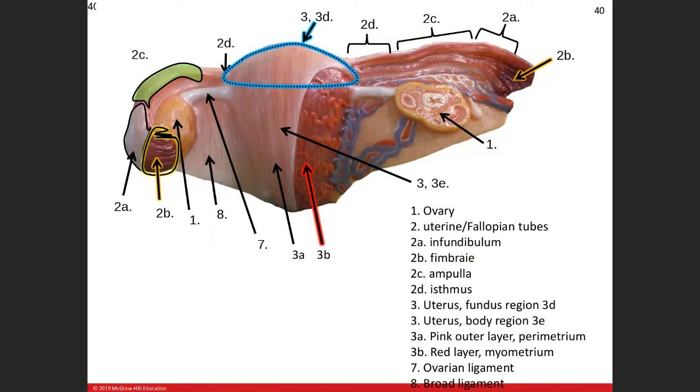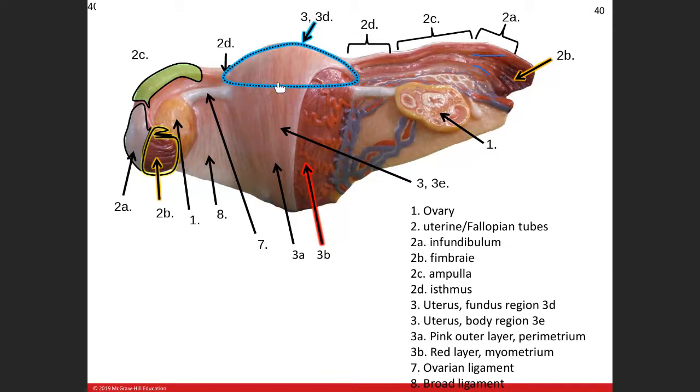Just another quick review here, make sure you got everything labeled. When we're talking about the fallopian tube, here's our fimbria, the infundibulum, which is that kind of funnel-shaped portion of the fallopian tube. And then we're dealing with our ampulla here, and then the isthmus here.